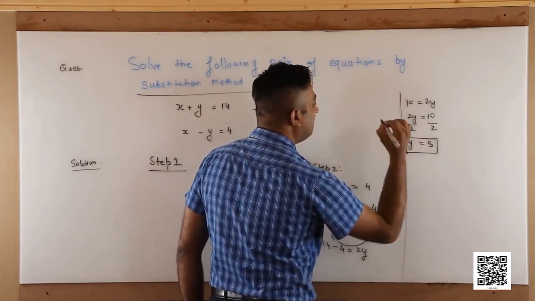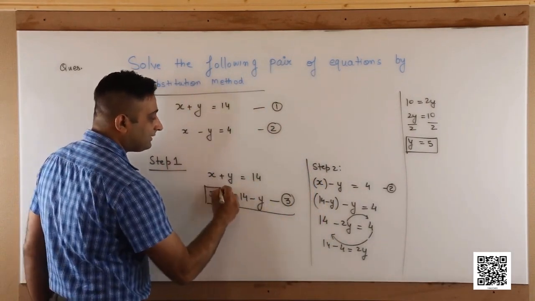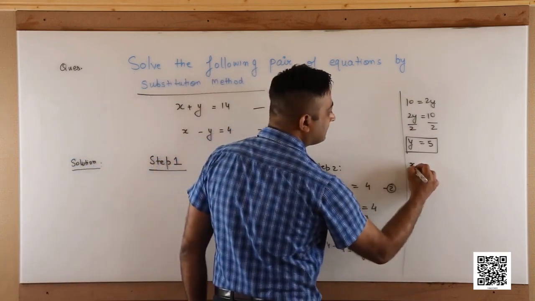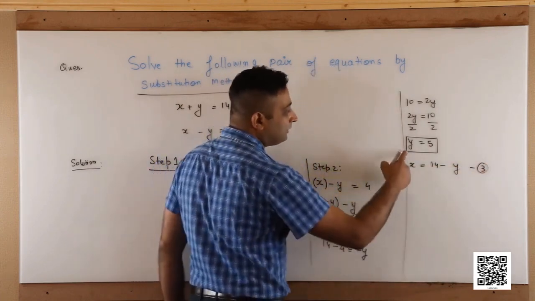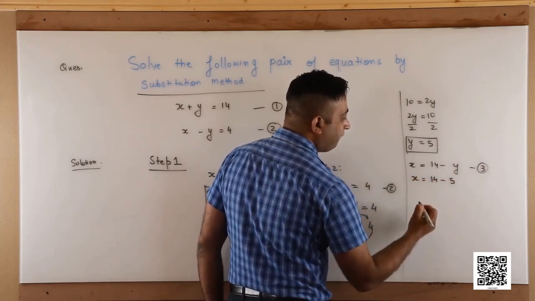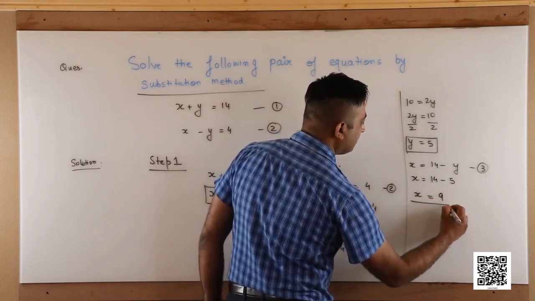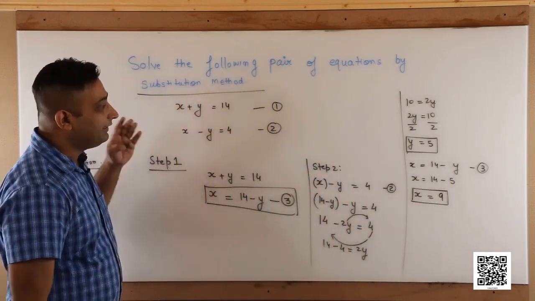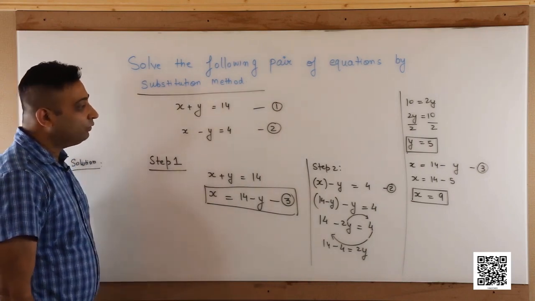So now we will put this value of y in equation number 3. In this we have already found that x is equal to 14 minus y. This was equation number 3. Now we will put the value y is equal to 5 in equation number 3 to find the value of x. So x is equal to 9. So we have found the solution of this pair of linear equations in two variables, that is x equal to 9 and y equal to 5.